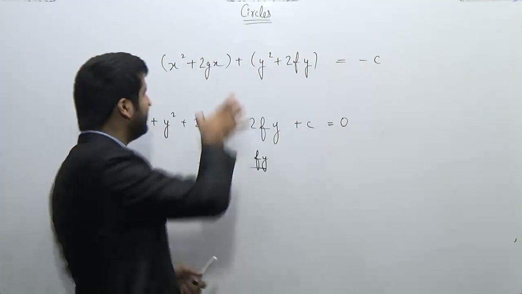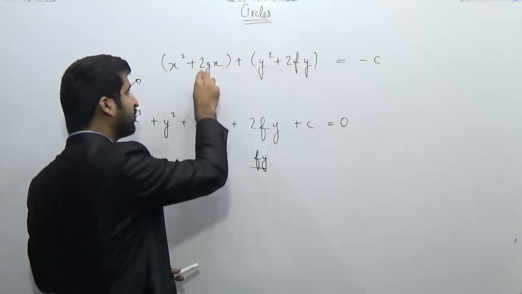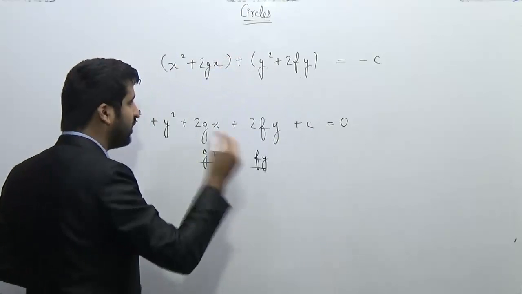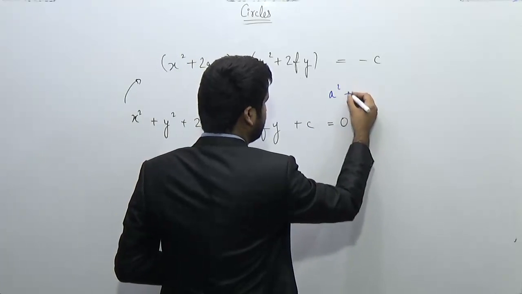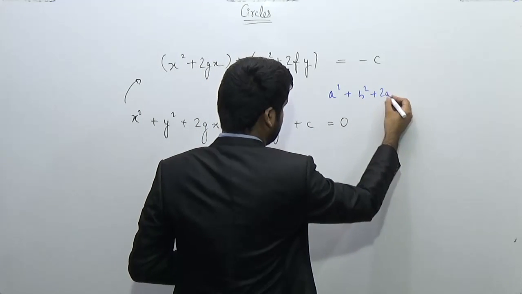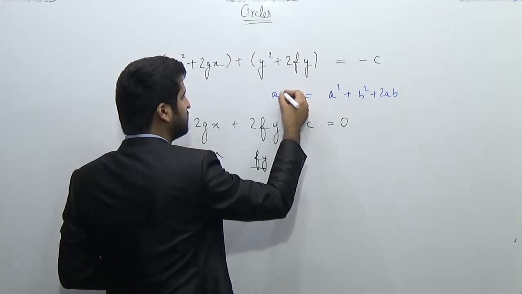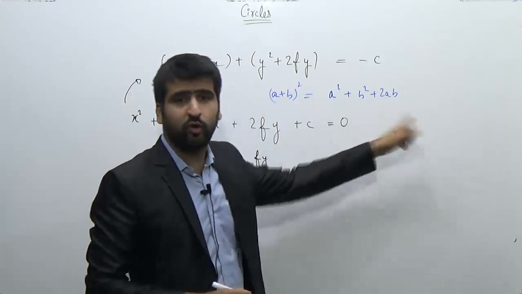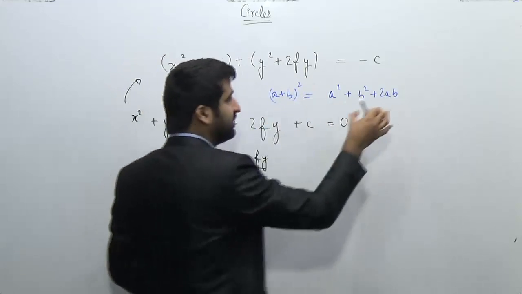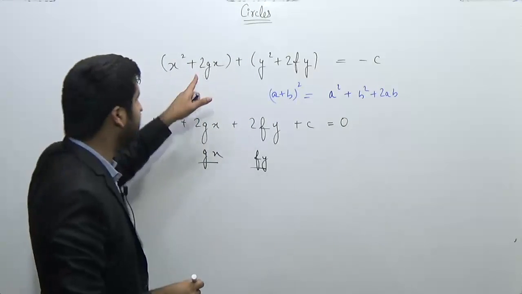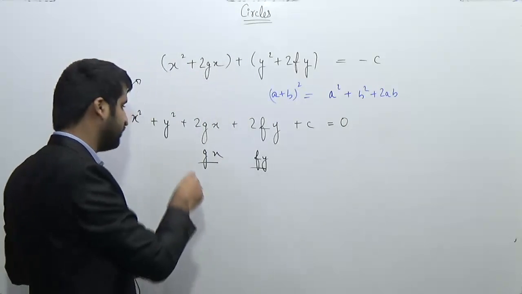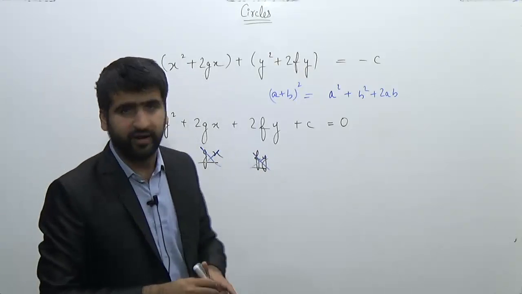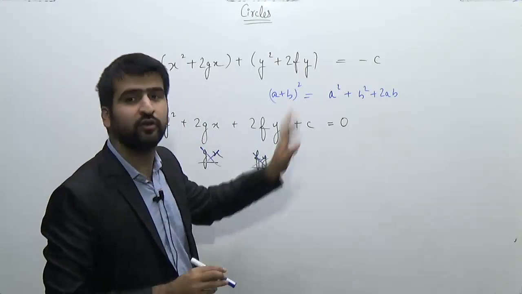If I try to complete these whole squares, I need a factor of 2 always. Why do I need a factor of 2? Because in the identity of a plus b whole square, which we have to apply if we need to complete the whole square, we always get a term of 2ab. That's why I'm writing 2gx over here. That's the reason we are neither writing gx nor writing fy. We are writing 2gx and 2fy.